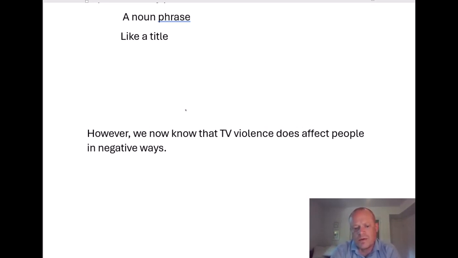In this example, the sentence says, "However, we now know that TV violence does affect people in negative ways." The topic of this paragraph is TV violence. It's the noun phrase, right? It's what the sentence is about. And then the controlling idea is negative ways. So what makes this the controlling idea? And what is the controlling idea?